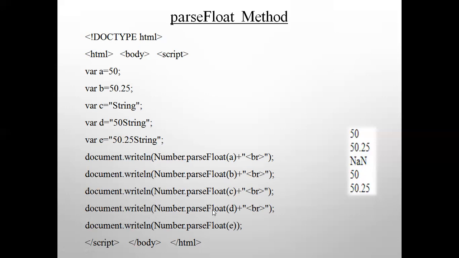Document.writeln Number.parseFloat of D. Here there is a number, so it will take only the number. And the last one also, it will take the floating point number and it will take off the text part. So the answer will be 50.25 only. So this is parseFloat of E. This is the output of the 5 statements.